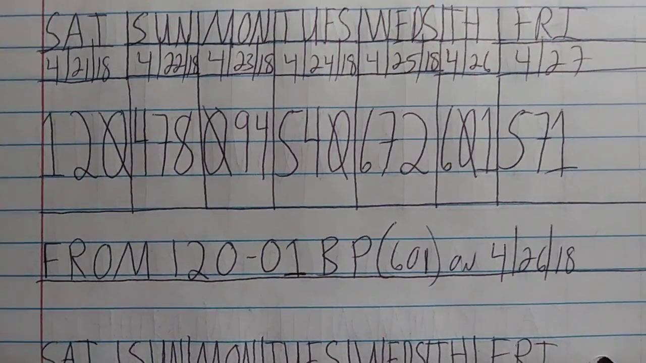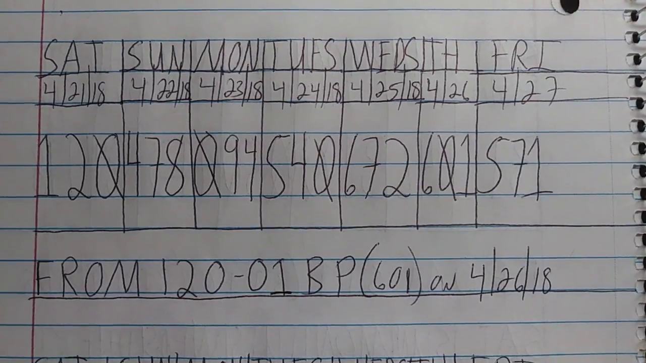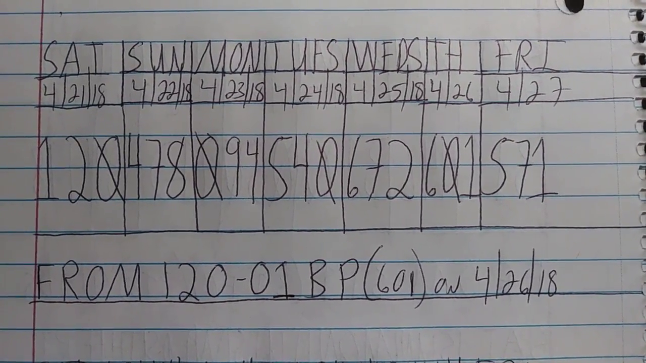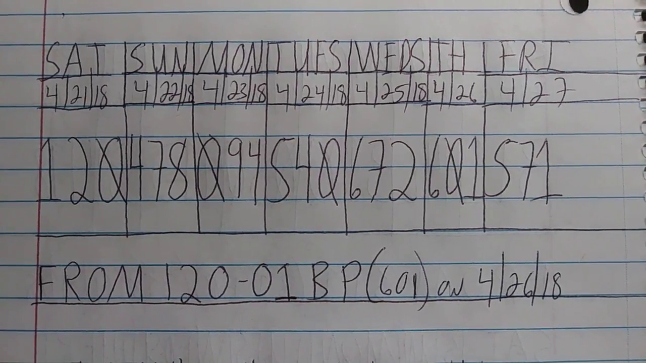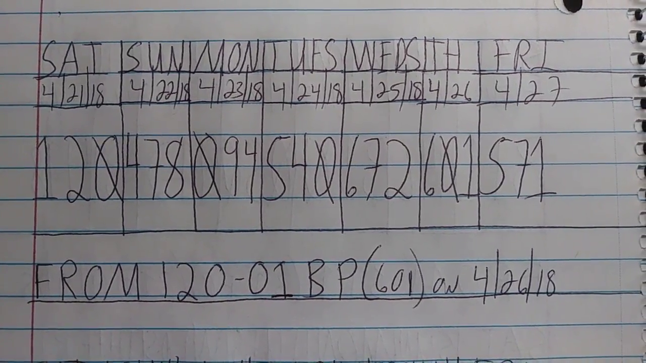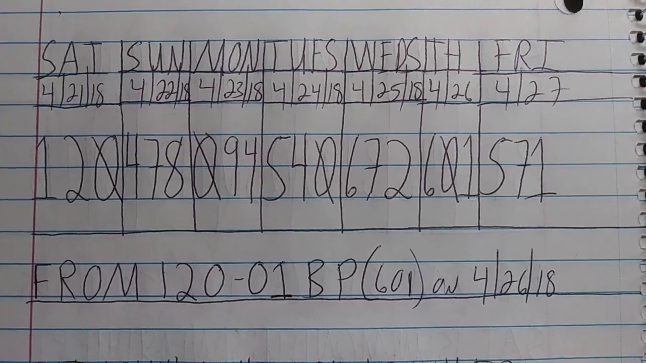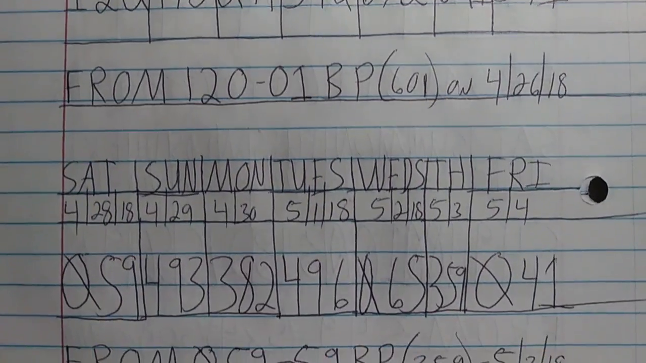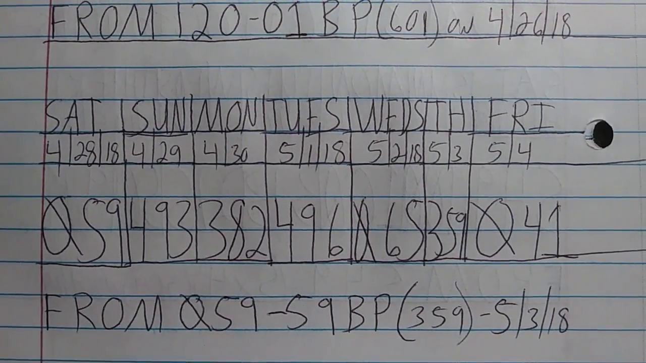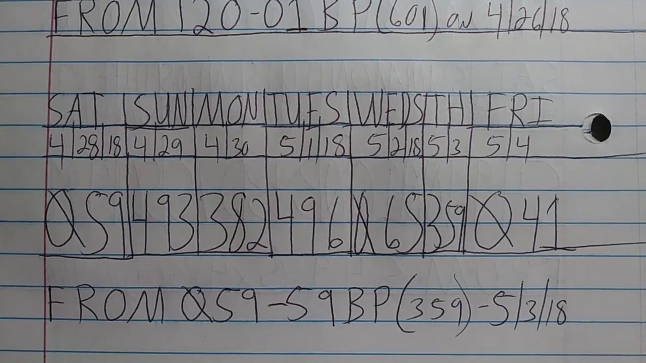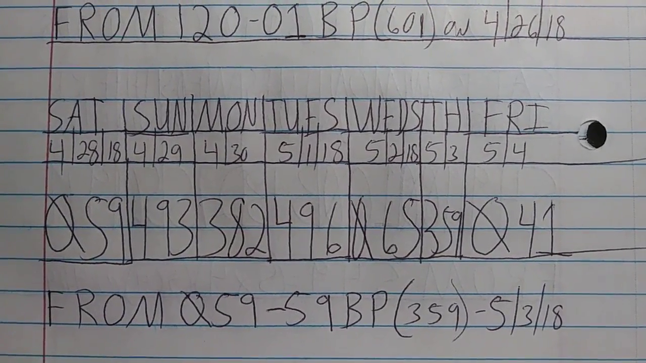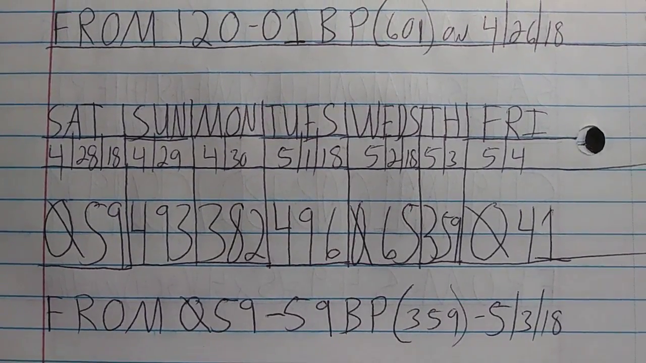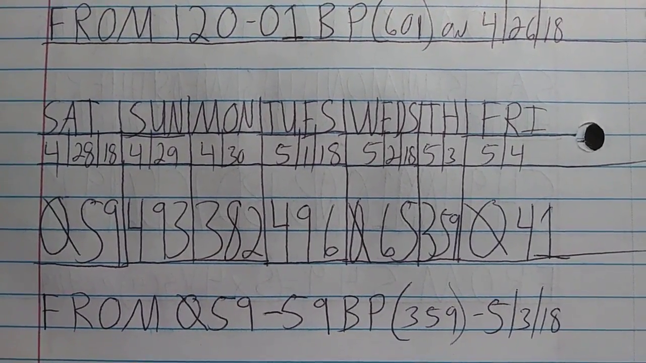And then a couple more examples. You had 120 hit on April 21st. So you had a 0-1 back pair in the form of 601 fall. So that was on April 26th. And then on April 28th, you had 059 fall. So you had a 5-9 back pair on May 3rd with 359.